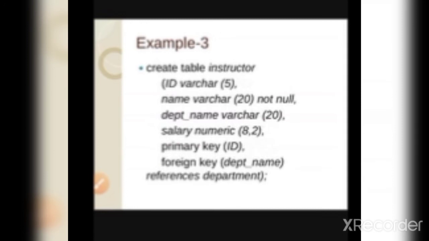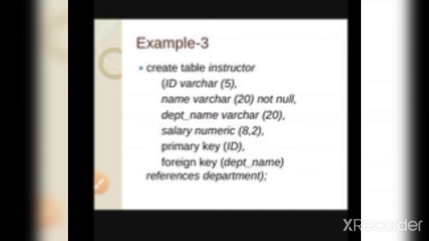Okay, next example, create table instructor. Here we are creating a table with table name instructor: id varchar 5, name varchar 20, department name, salary, and primary key is id and foreign key is department name, references department. See here, in the case of name we have also specified not null, because in this case it should not be null. So we just added another integrity constraint, not null. But in id we didn't specify whether it is null or not null.